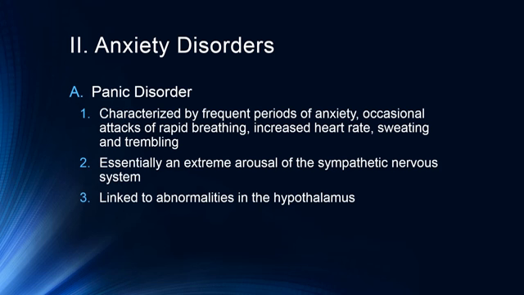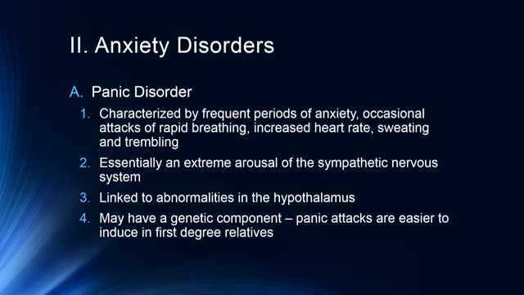This appears to be linked to some abnormalities in the hypothalamus, not the amygdala, so it appears to be more hypothalamic. And there appears to be somewhat of a genetic component. Panic attacks are easier to induce in first-degree relatives of people who have panic attacks. This is generally induced by having the first-degree relative breathe carbon dioxide, which is kind of like a smothering response, and that can induce a panic attack.